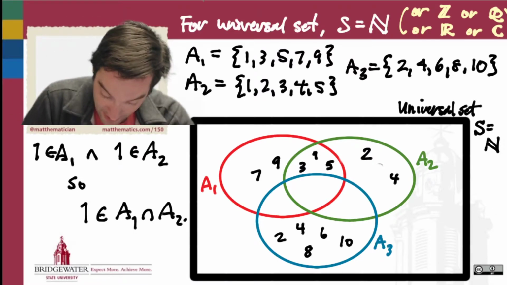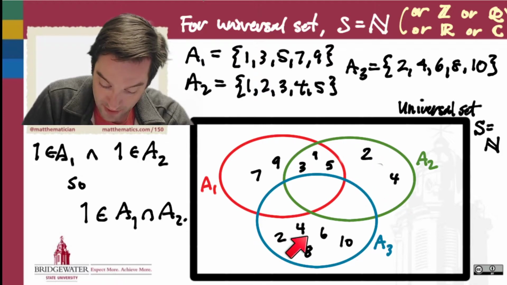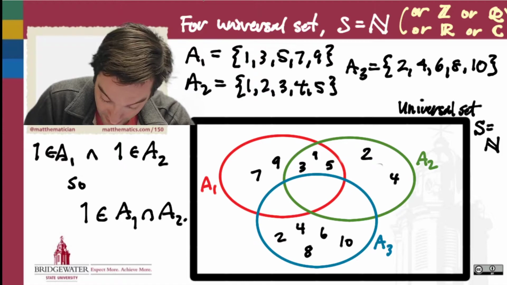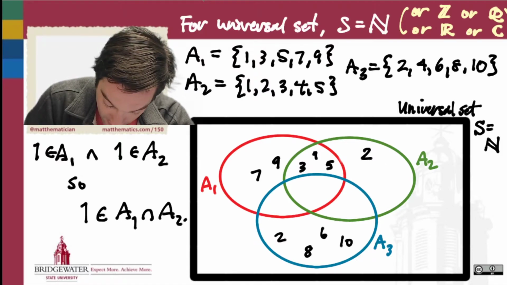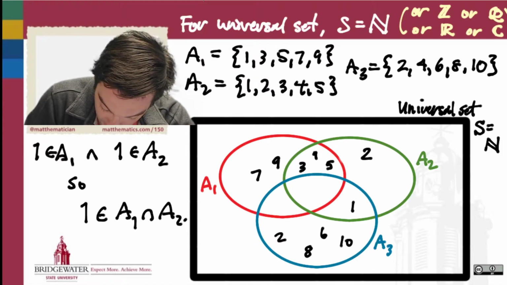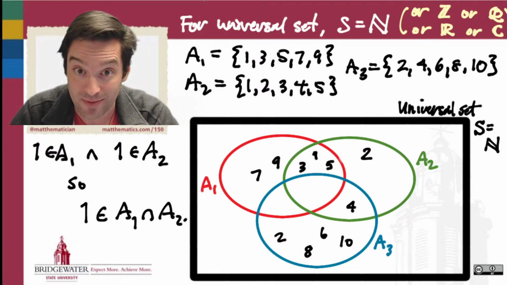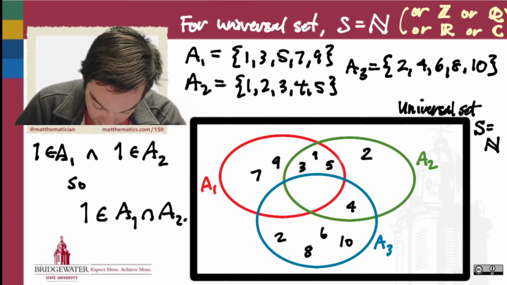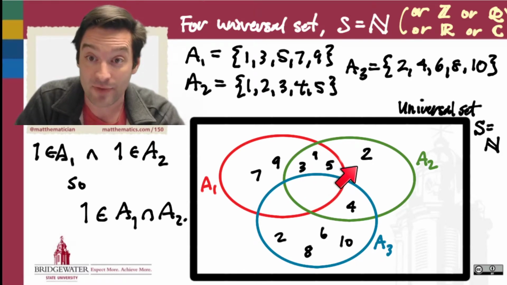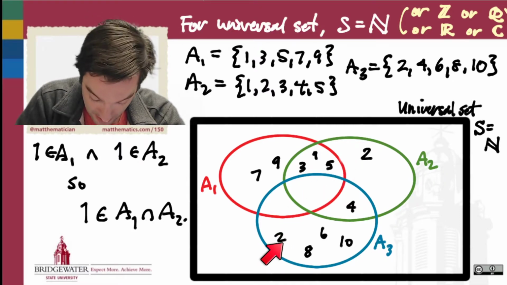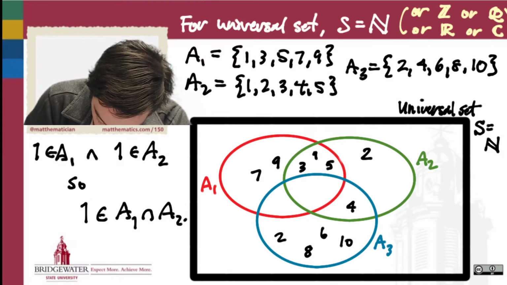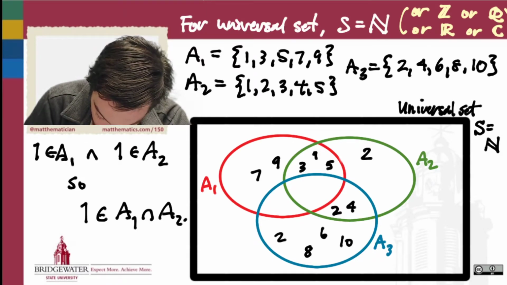I've got an element 4, which is appearing in 2 different spots. It's appearing in A2, and it's also appearing in A3, so I need to fix that. I need to move it from A2 and A3 to the place where A2 and A3 overlap, the intersection of A2 with A3. Move 4 into that middle there. And we still have one more problem. We have 2 appearing here in A2, and it's appearing here in A3. And so that also needs to get moved into the intersection of A2 with A3.